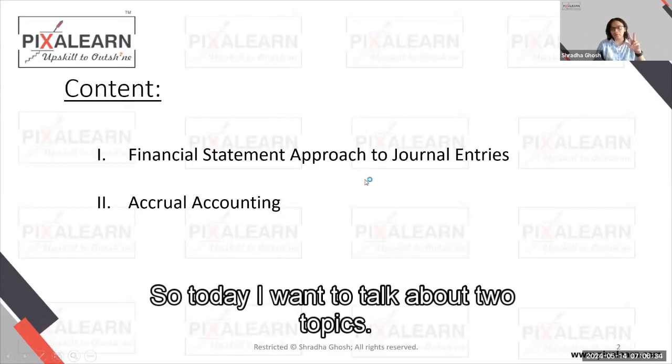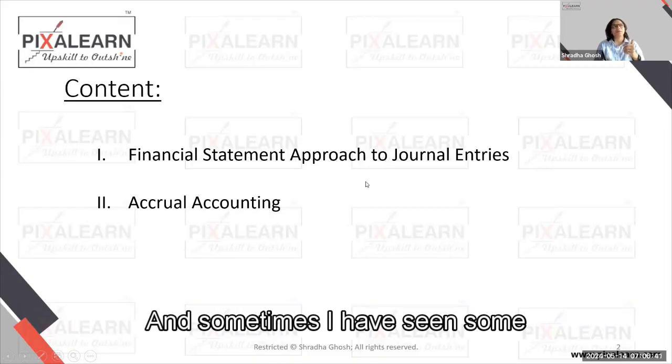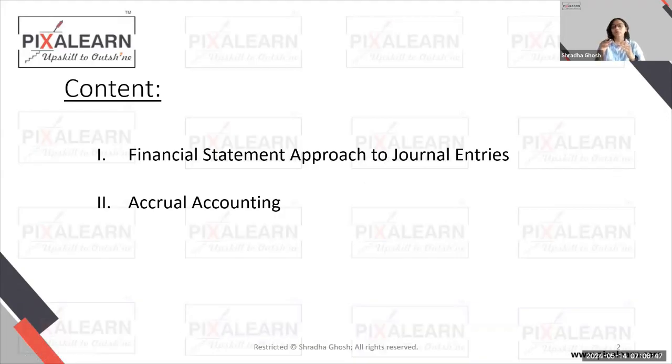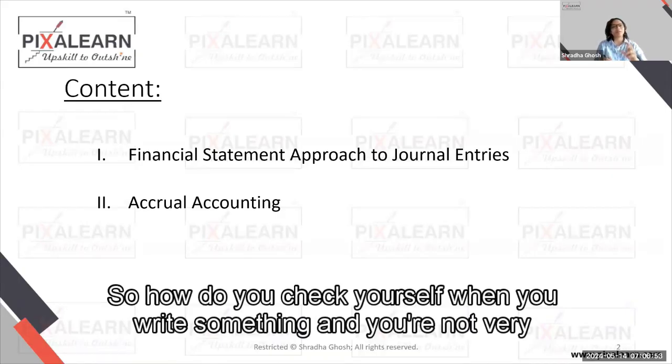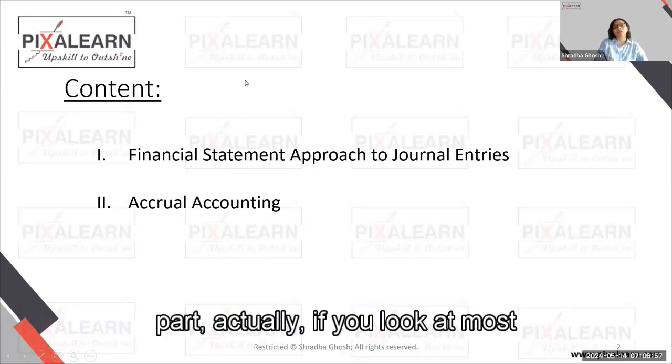So today we're going to talk about two topics. We are going to first talk about how you build up a journal entry. Sometimes I have seen people making mistakes of debiting and crediting reverse items. So how do you check yourself when you write something and you're not very sure of what you have written?